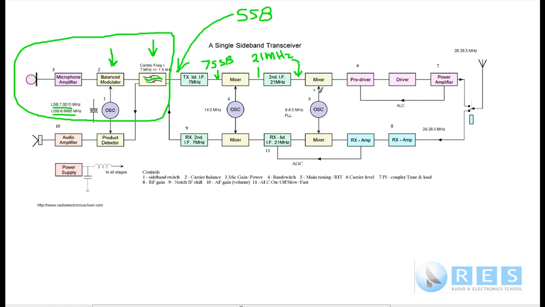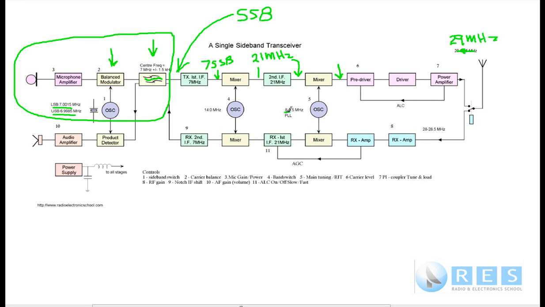Then we go into another mixer. We're on 21 megahertz going into this mixer on our wanted sideband, and the oscillator is on 8 to 8.5 megahertz. Well, let's say it's on 8 megahertz at the moment. 8 plus 21 means we're going to have a signal coming out here on, and that looks like it might be wrong. It should be 29. Well, we'll just say 29 megahertz. That'll do for now.